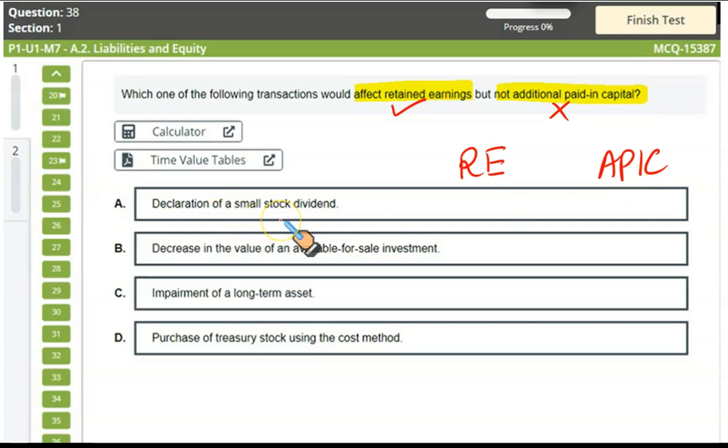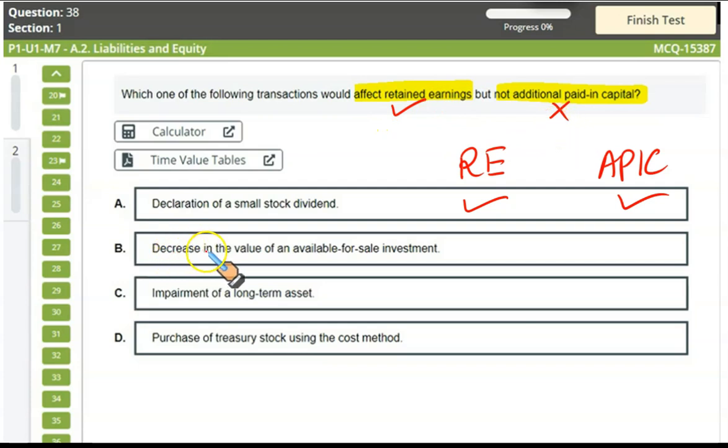Declaration of a small stock dividend. In that case you debit retained earnings with the market price of the stock issued, credit the common stock, and credit the additional paid-in capital with the difference. We are looking for an option where one is affected and the other is not.